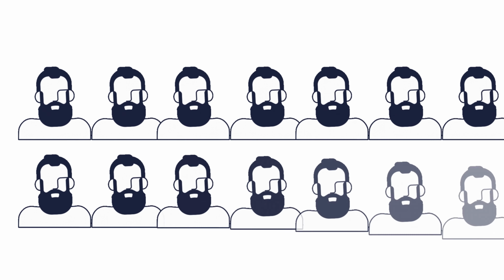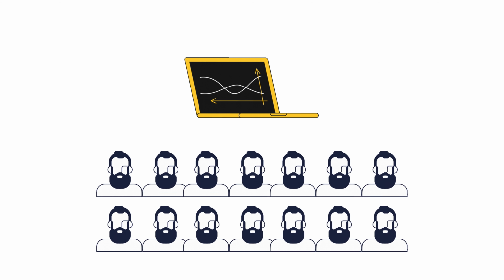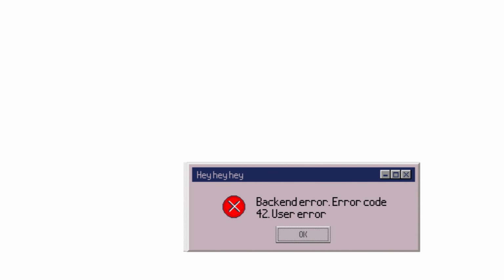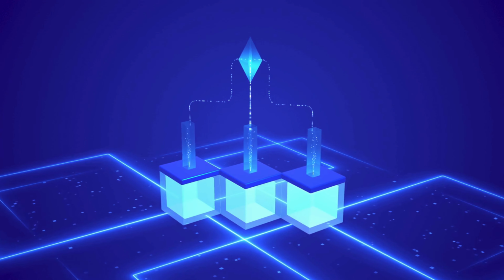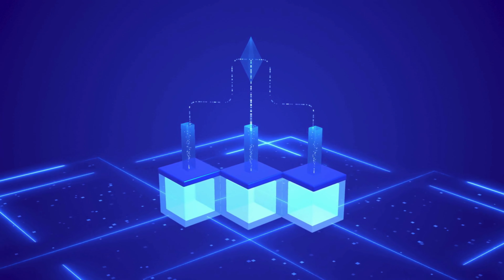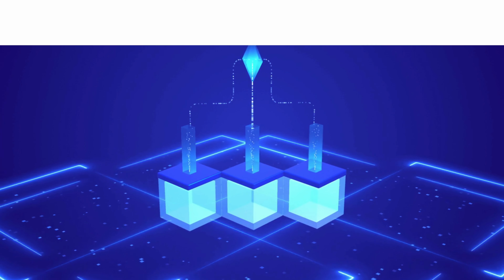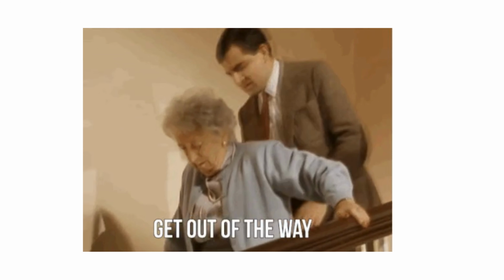When many users try to access the same data at the same time, it can really overload parts of the system, creating what's known as a hot partition. This issue can slow down the entire database, especially if one particular area gets too much traffic and struggles to keep up. This slowdown affects not just a busy area but can also delay other operations in the system. Since Cassandra uses a method where most members must agree on a read or write, any delay in one part can cause a delay across the board.